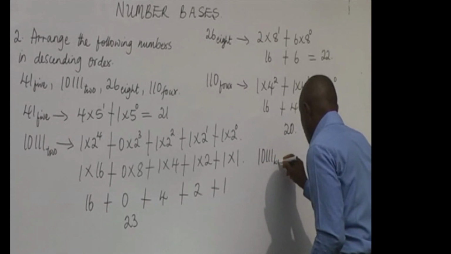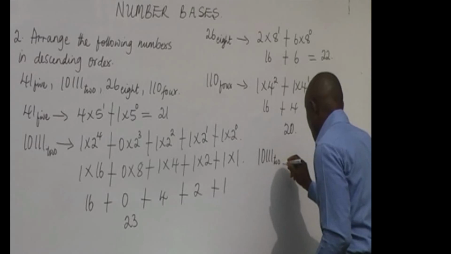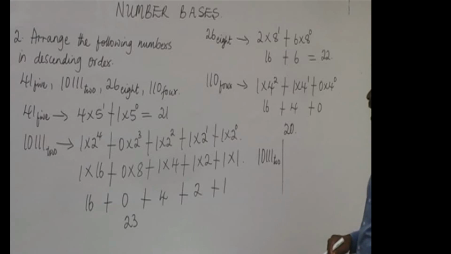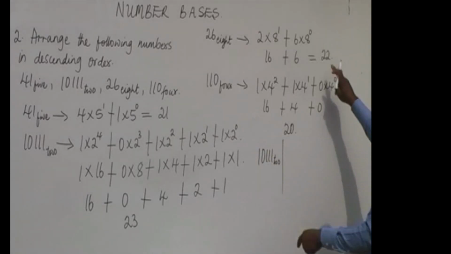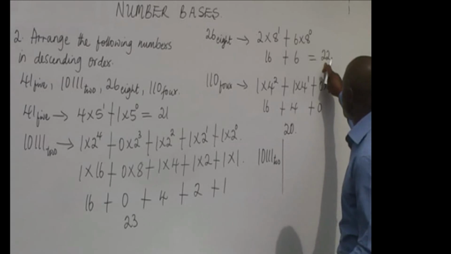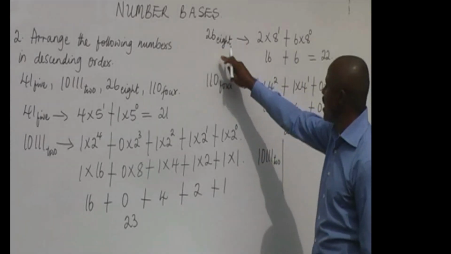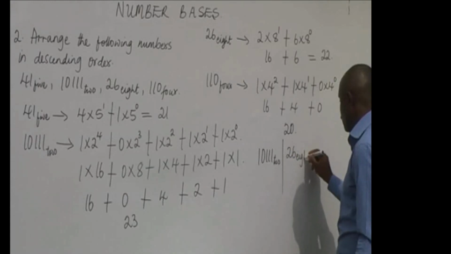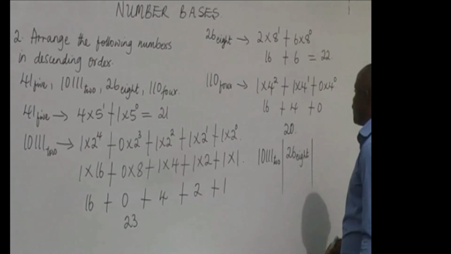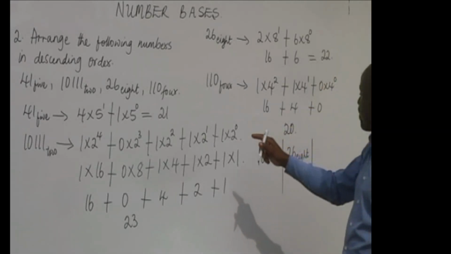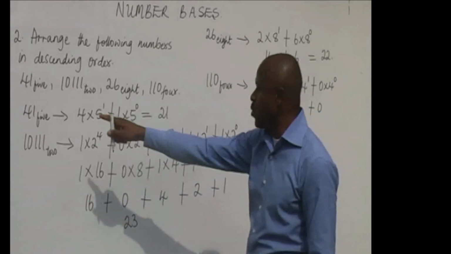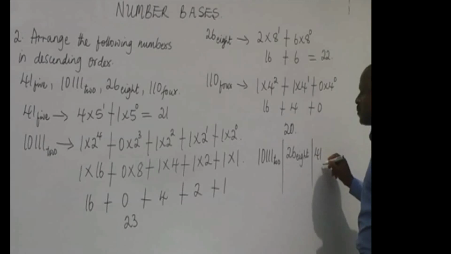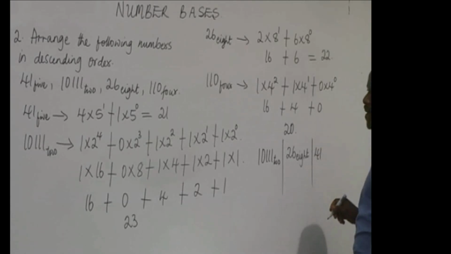10111 base 2 is the greatest. The next after 23 should be 22. And the value that gave us 22 base 10 is 26 base 8. So take 26 base 8. After 22, the next in value is 21. And it was 41 base 5 that gave us 21 base 10. So take 41 base 5.